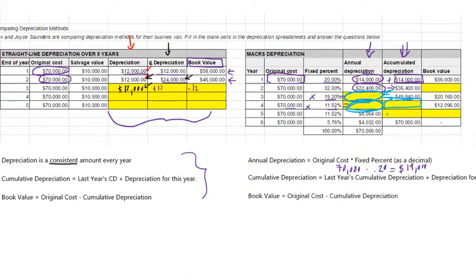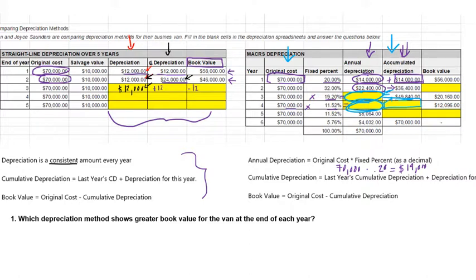And then of course book value works the same way here as well, taking the original cost and subtracting off your accumulated depreciation. Now once you get these filled out, they have a couple questions they ask you. The first of which is, which depreciation method shows greater book value for the van at the end of each year? You'll figure that out simply by looking at the book value column for each method and comparing. And when you look at these numbers, which one shows a greater book value?